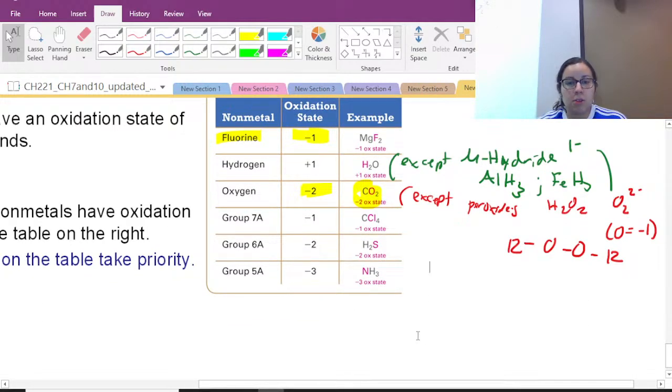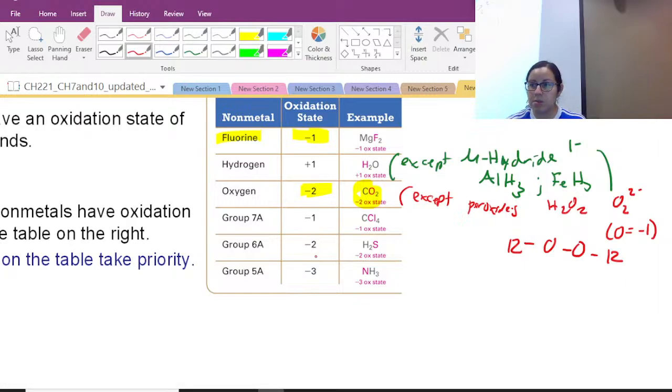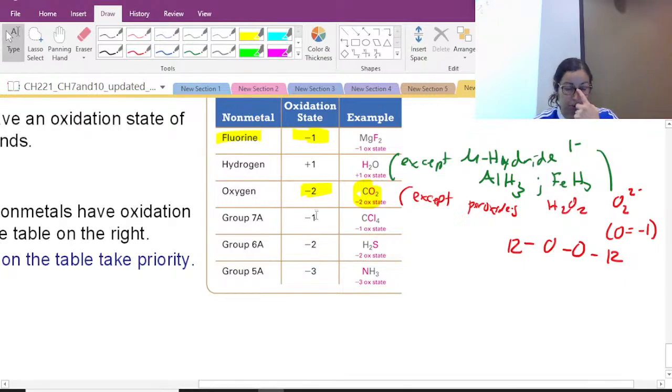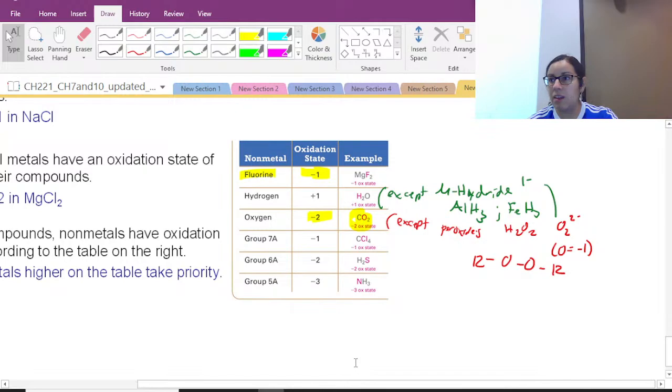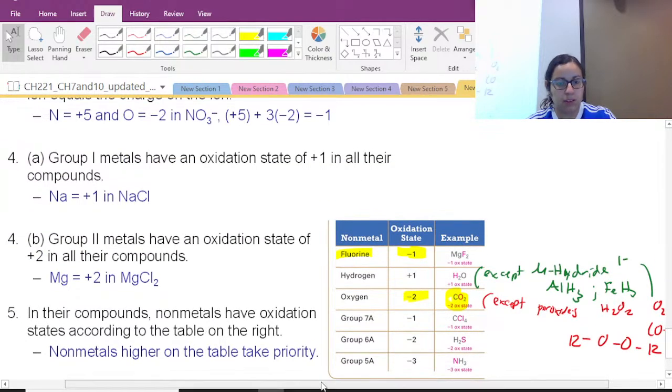And then the rest follow like you expect. All our group 7s, our halogens, are -1. Group 6 tends to be -2, group 5 -3, etc. And then obviously the weird oxidation states in your periodic table can crop up if we have interesting compounds like II3 or something, then you'd probably have some weird oxidation states.